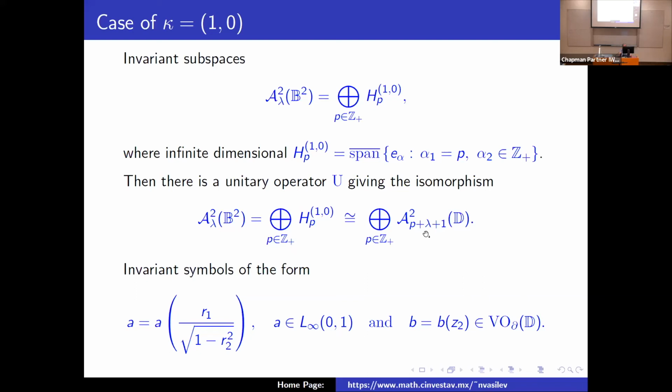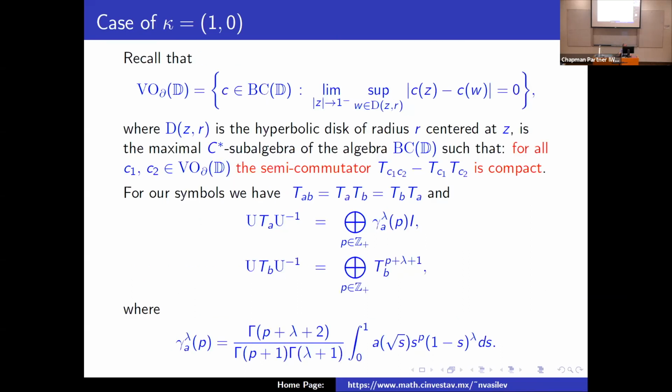Please look carefully. P runs through all integers. So the weight parameter tends to infinity. Fortunately, we need to meet Berezin quantization because something will happen as a limit. We consider an invariant symbol under the corresponding action of the torus of this form. A is that strange combination of a radial part, and B is a vanishing oscillation on the boundary. I will explain right now what this means.